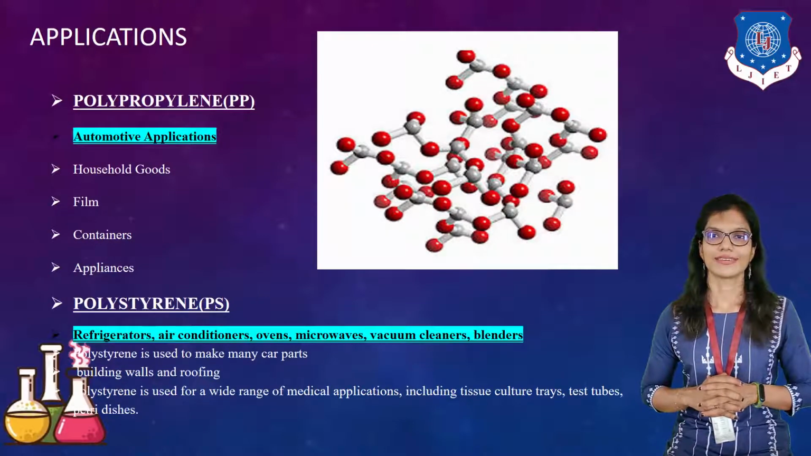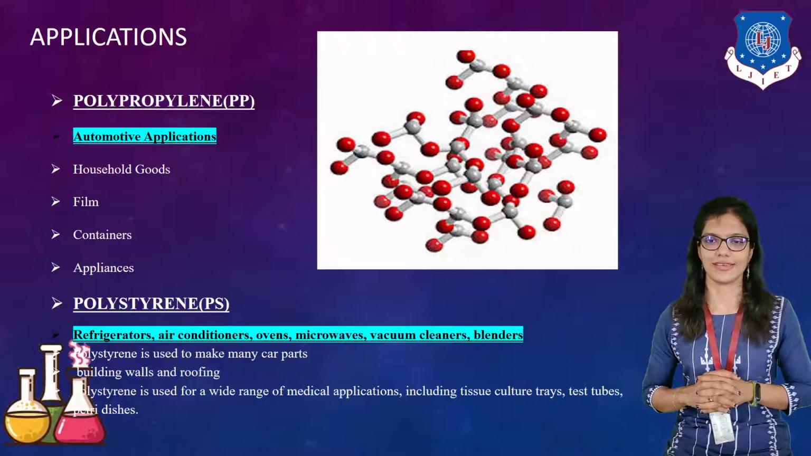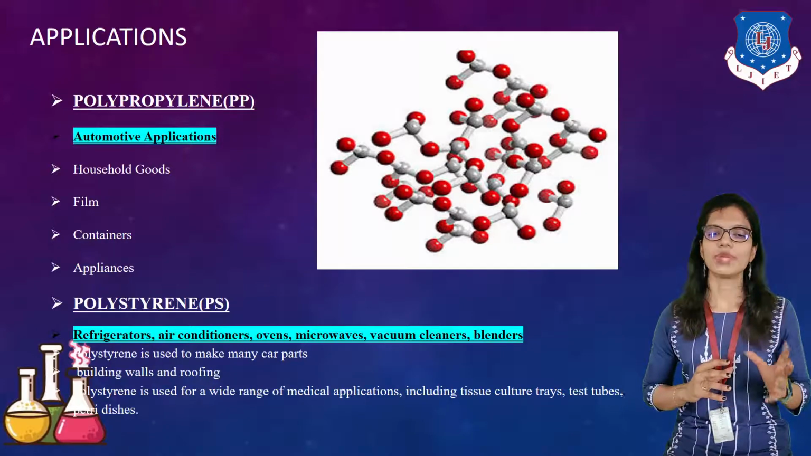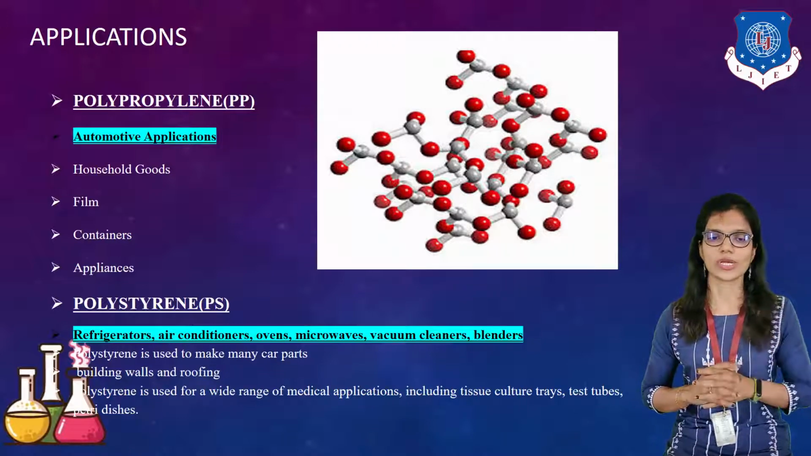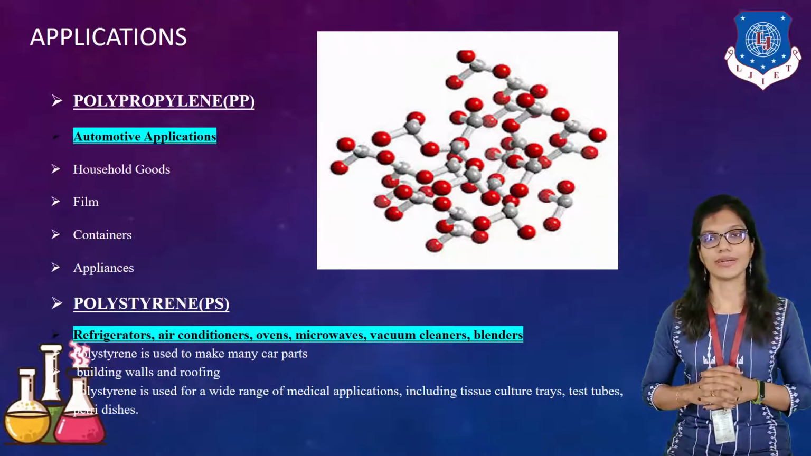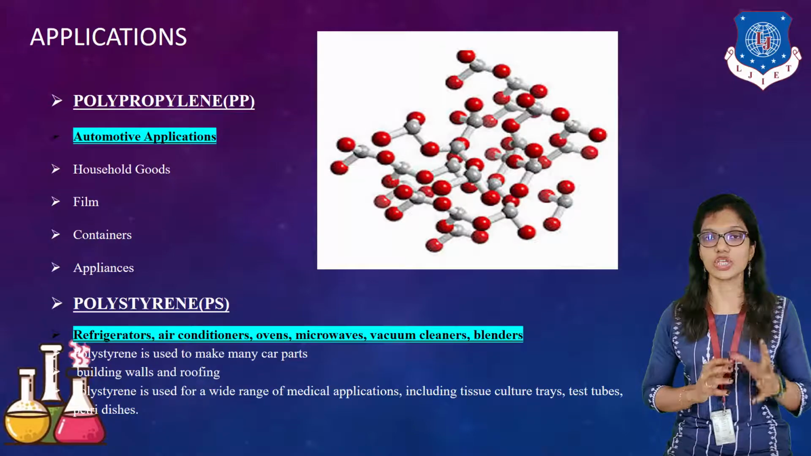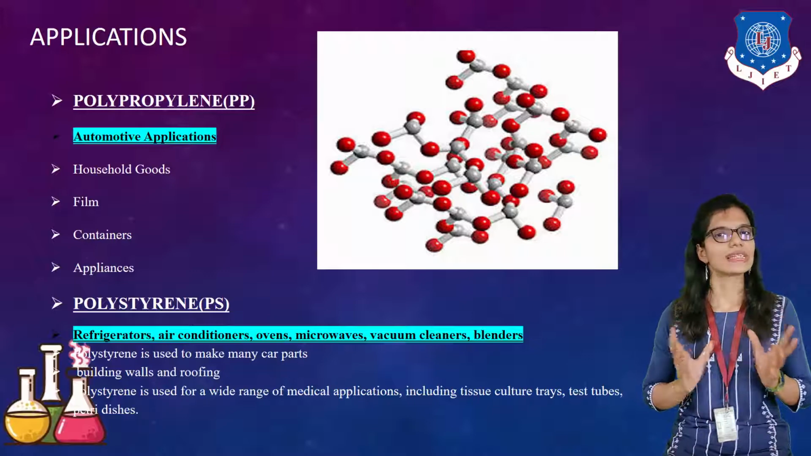Let's move ahead. We have another two applications. First one is polypropylene, also known as PP, and another one is polystyrene, known as PS. Here, as you can see in the image, polypropylene is mainly used in automotive applications, household goods, then in film, in manufacturing of containers, and in appliances, specifically kitchen appliances like mixers, juicers, cutters, choppers, microwave, etc.